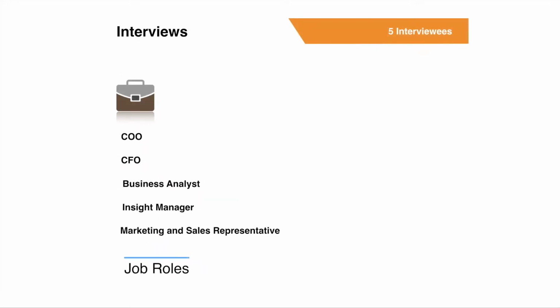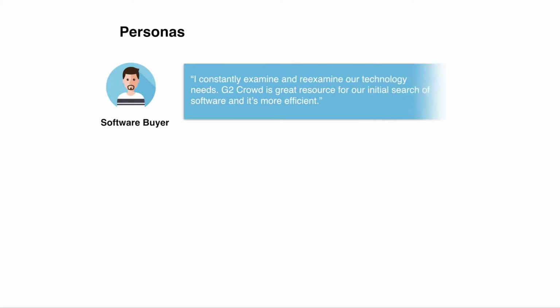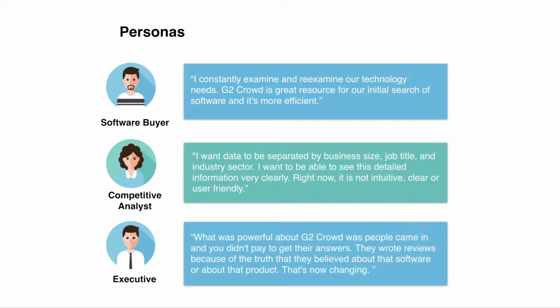Next, to learn more about G2 Crowd's users and their perceptions of G2 Crowd, we interviewed 5 G2 Crowd users from various job roles and industries. Based on our interviews, we developed 3 distinct user personas: the software buyer, the competitive analyst, and the executive. These personas helped us to identify the various needs and goals of G2 Crowd's users, which nuanced our research questions and informed our direction for the rest of the project.